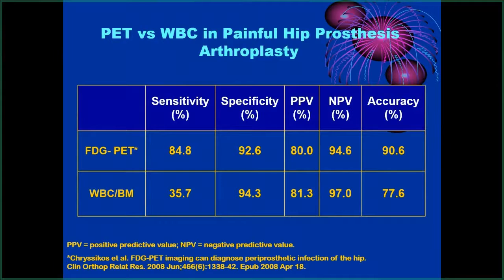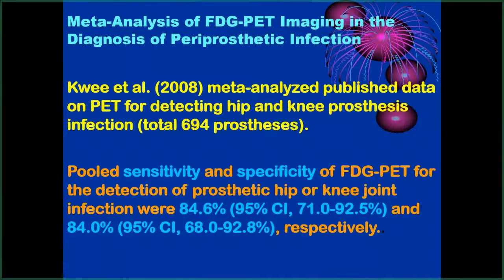This is just showing you our data where we compare sensitivity and specificity of FDG-PET versus white blood cells and bone marrow. There's no question that this technology is substantially superior to conventional white blood cell bone marrow imaging. We have done a meta-analysis of the published data, and clearly there is good evidence for high performance of FDG-PET imaging in assessing prosthetic hip and knee joint infections.